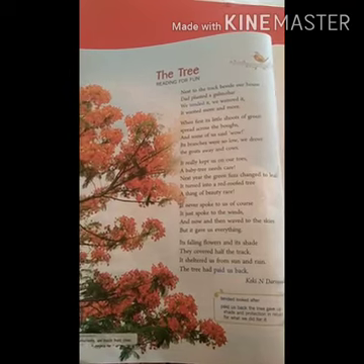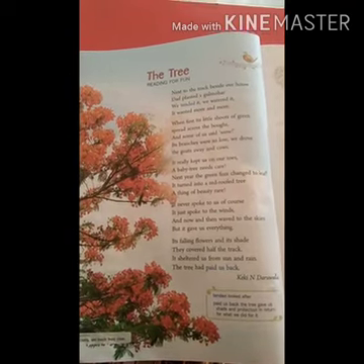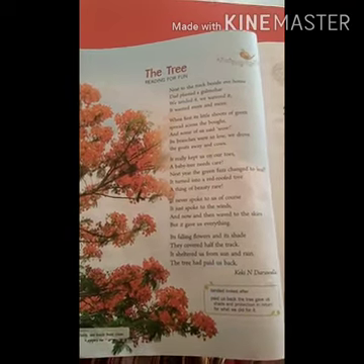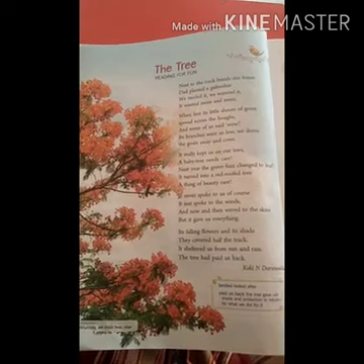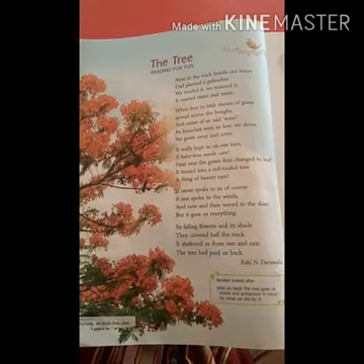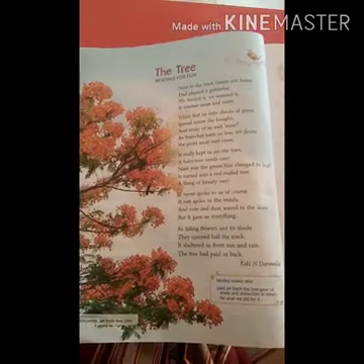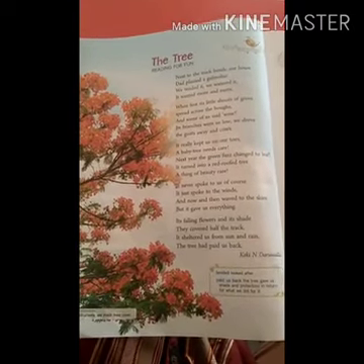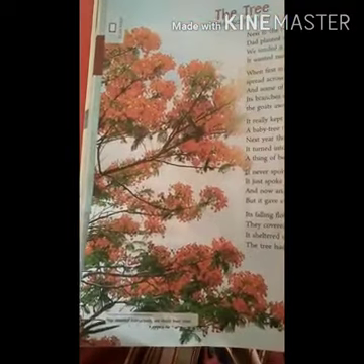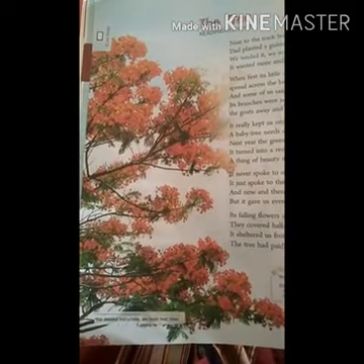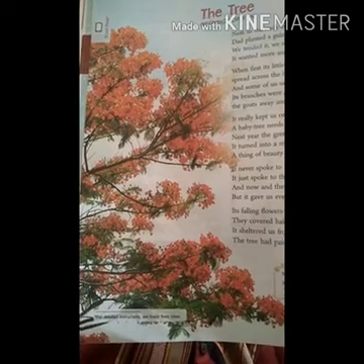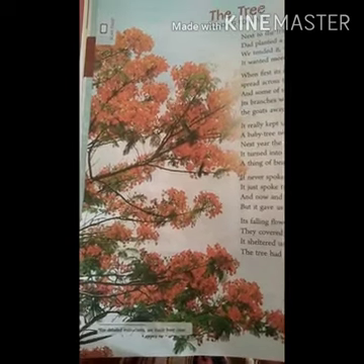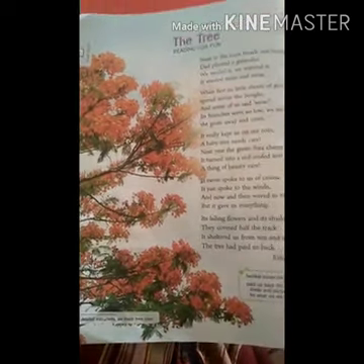Children, today we are going to discuss the poem Reading for Fun. The tree. Do you know what trees are? I think you know very well about trees. Today in our poem we are going to discuss the Gulmohar tree. See how it looks? I think you saw this tree in your surroundings also. It has very red flowers and seems like a very blooming tree.